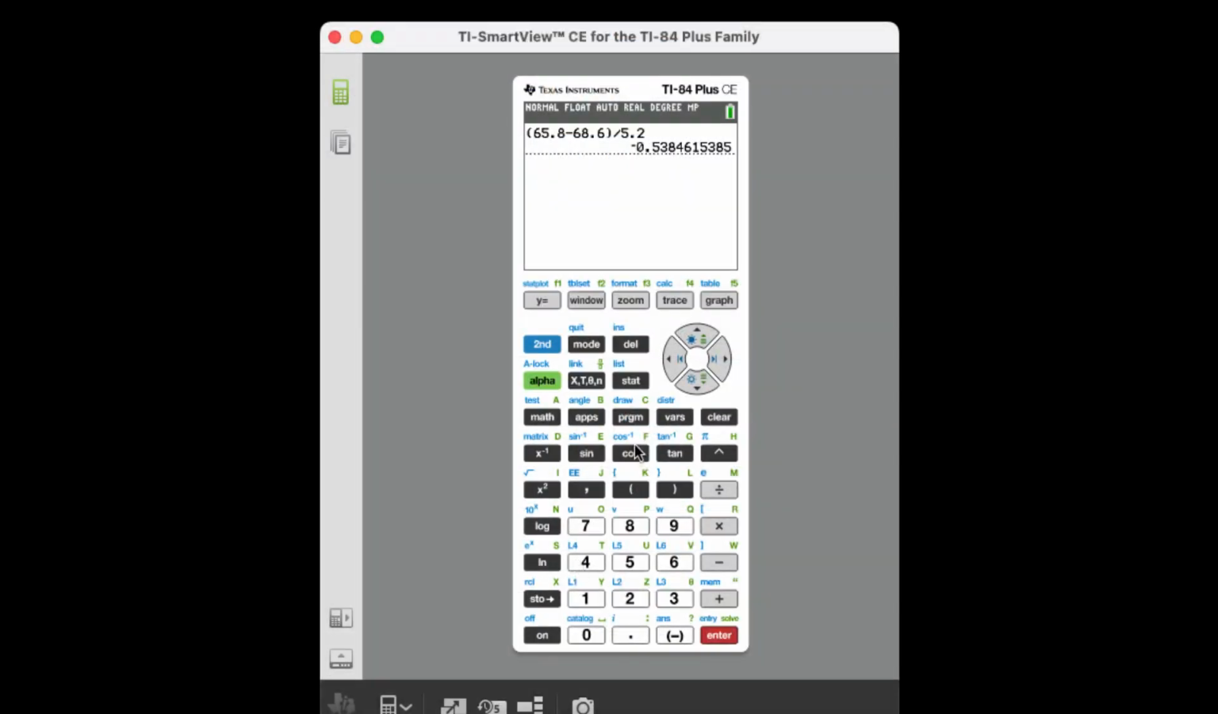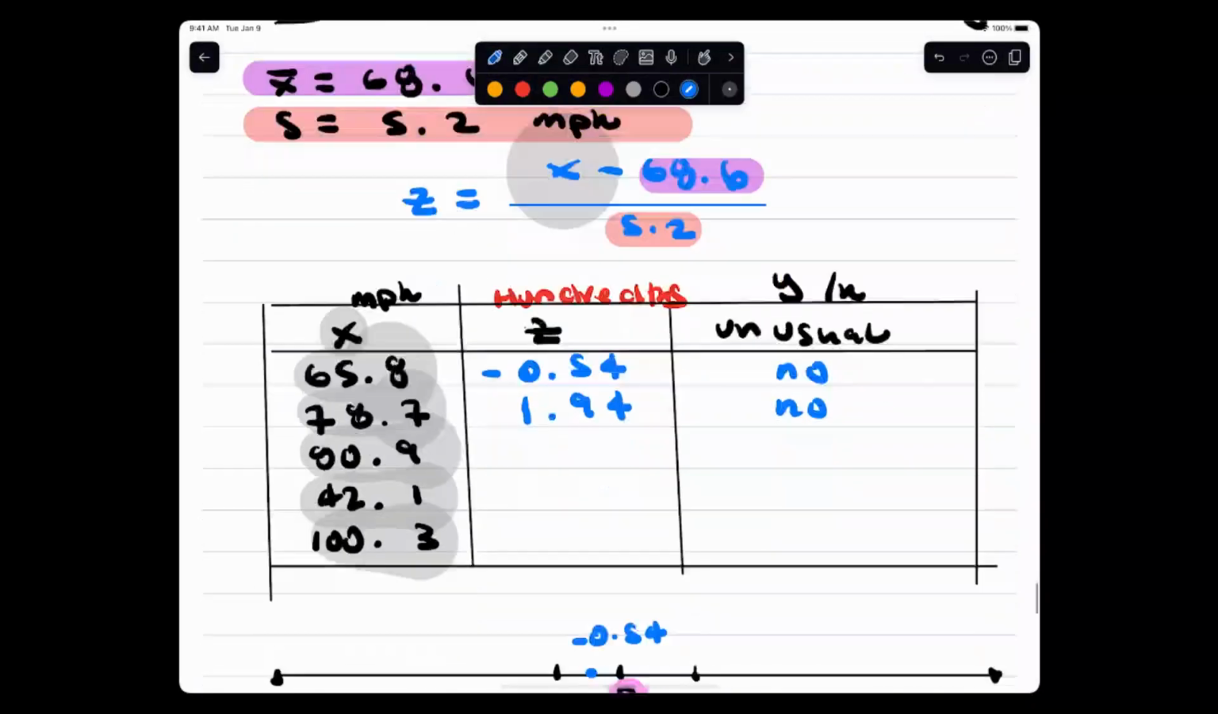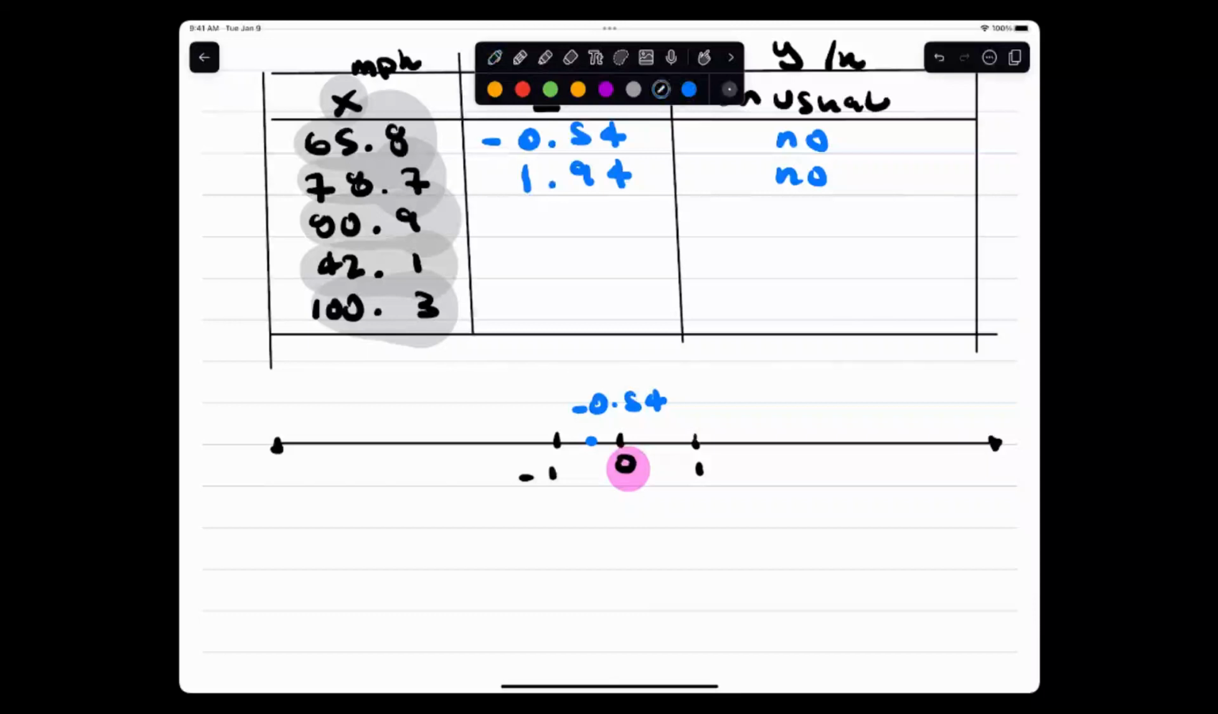78.7. Here we go. 78.7 minus 68.6. Close that. Divided by 5.2. What do you end up with? 1.94. All righty. Is that unusual? No, because it's not past 2. If this were 2, positive 1.94 would be over here. It's not past 2.